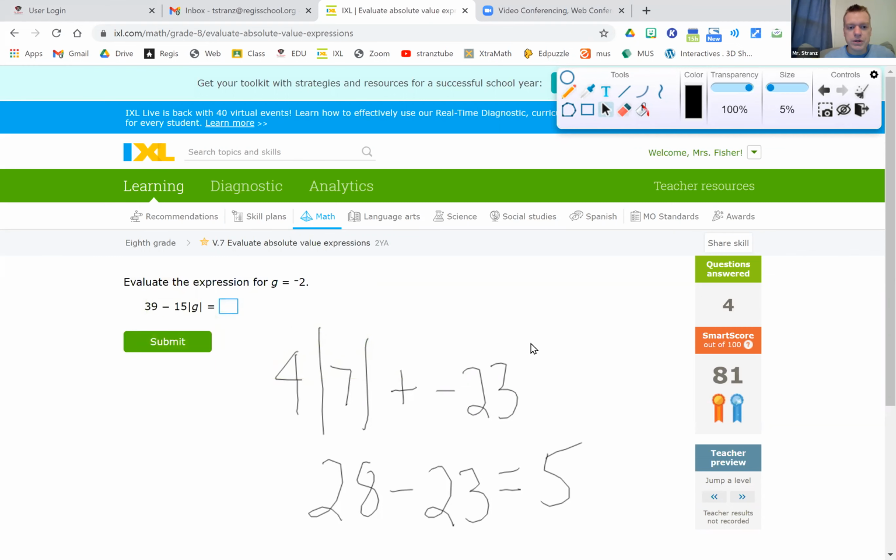Okay, so that's really all we're doing. Just remember, if it's in the absolute value symbol, it has to be a positive number. Okay, we will talk about more of this tomorrow when we start a new lesson.